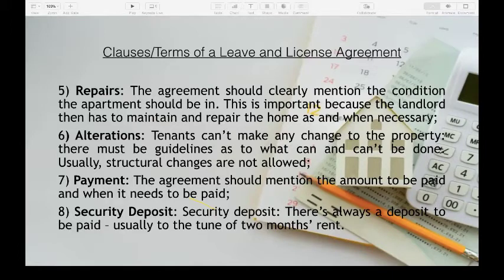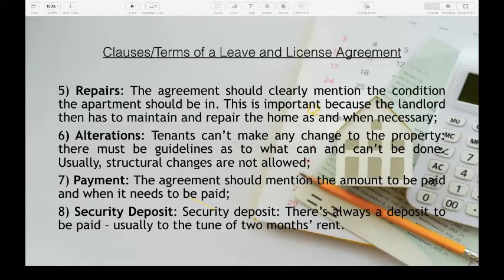Now, security deposit, as I mentioned, is usually deposited for the lock-in period, and it can be extended to 2 months' rent. It is always kept with the licensor. For example, if the leave and license agreement is terminated, there are clauses which should mention specifically what happens to the security deposit and how the licensee can take it back from the licensor.